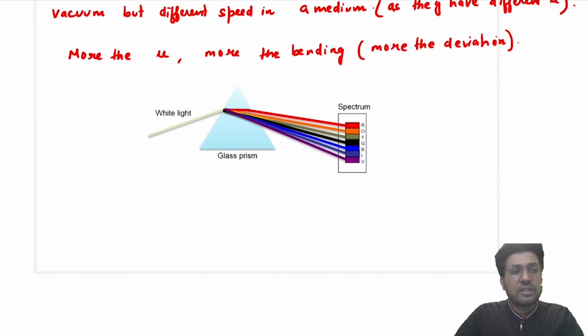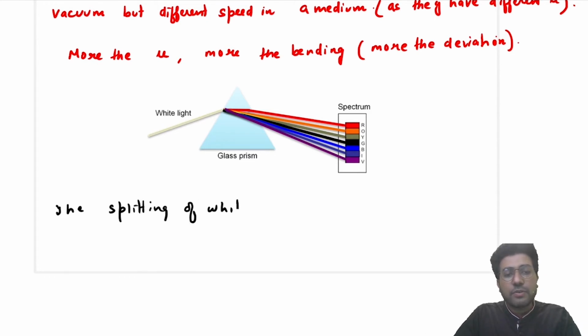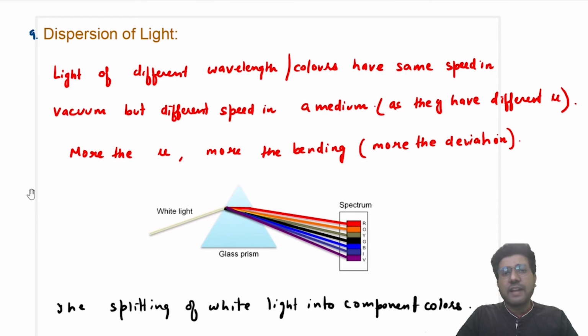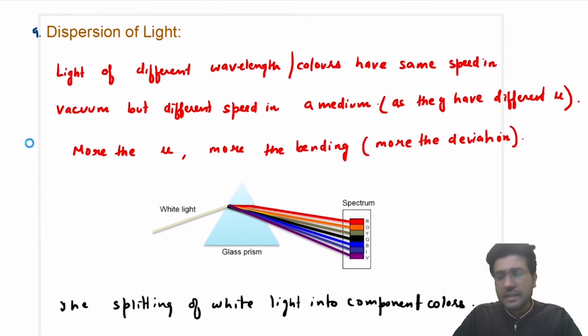So the definition of dispersion of light is the splitting of white light into component colors. We will study dispersion of light in detail in the subsequent lectures.